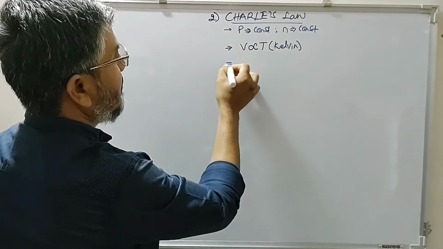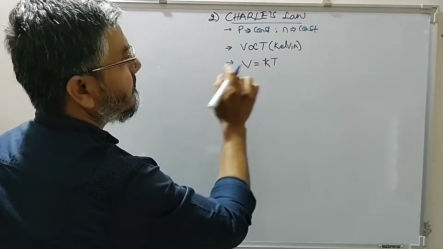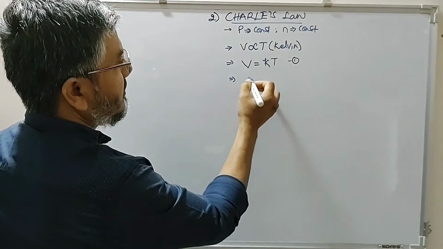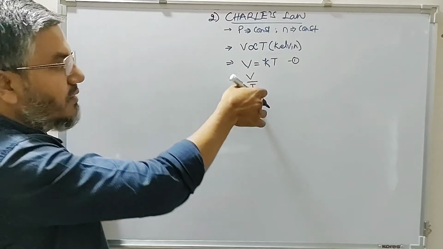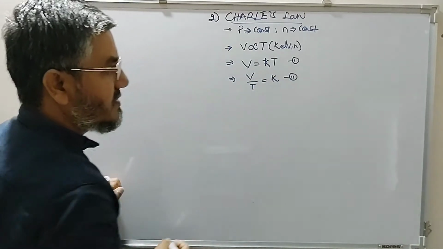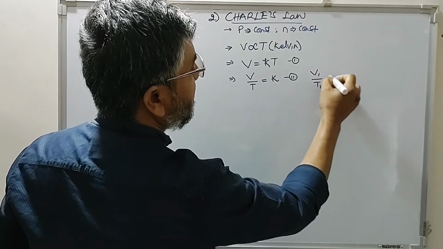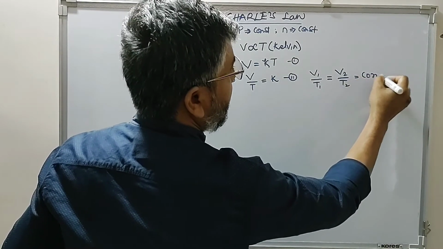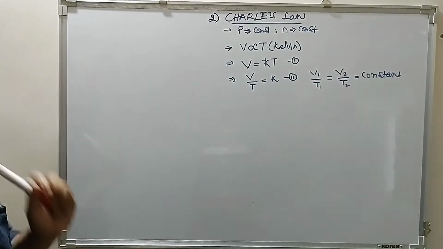This can be written in different forms. V is equal to some constant K into T. Let it be equation 1. This can also be written as volume divided by temperature; the ratio of volume to temperature is always a constant. If this is constant, then V1 by T1 is equal to V2 by T2, which is always a constant, provided pressure and number of moles remain constant.